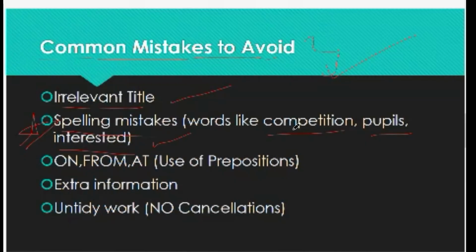Okay. Next is pupils or students. Next is interested. We pronounce it like interested, but the spelling is interested. So make sure you get the correct spelling. Then on, from, at. On, from, at, use of prepositions. On is when you tell the date. From is when you tell the time. At is the venue.